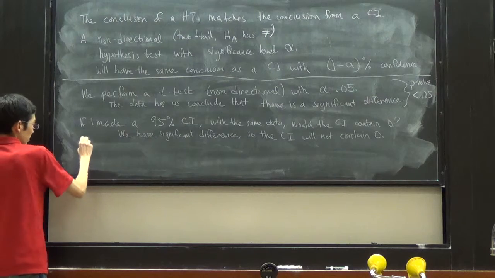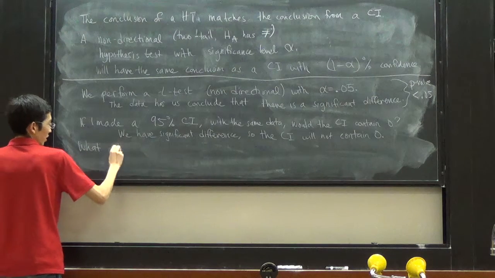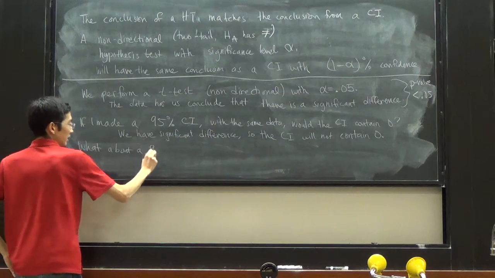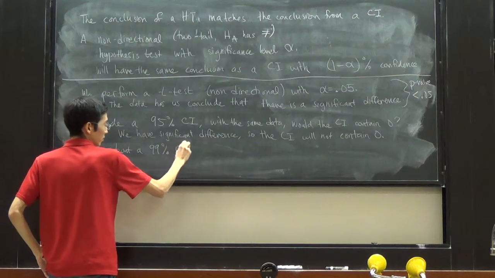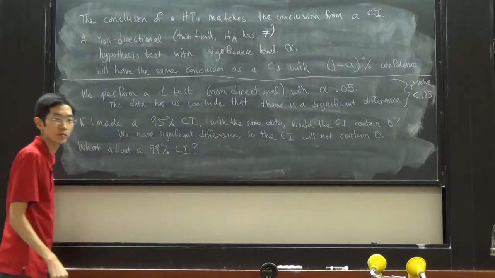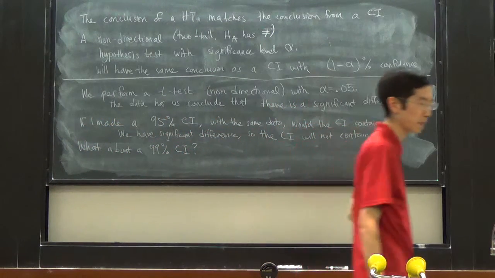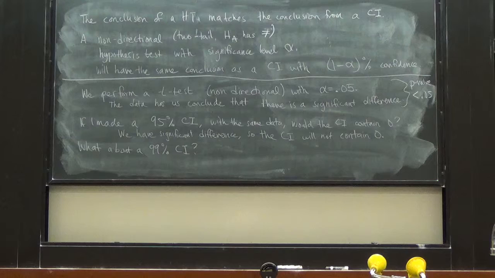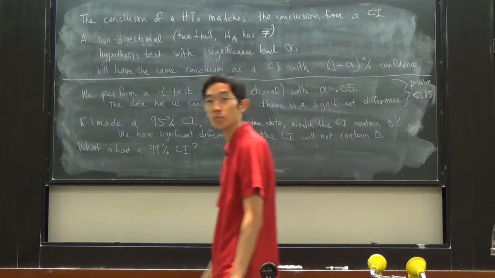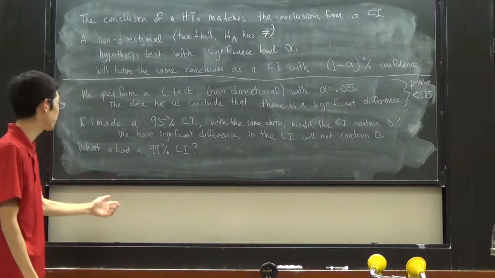Okay, what about a 99% confidence interval? Will that contain 0 or not contain 0? Same data. Yeah, the answer here is we do not know.